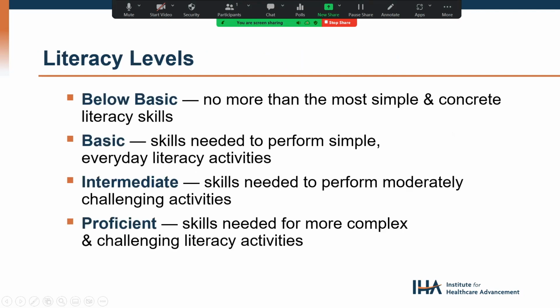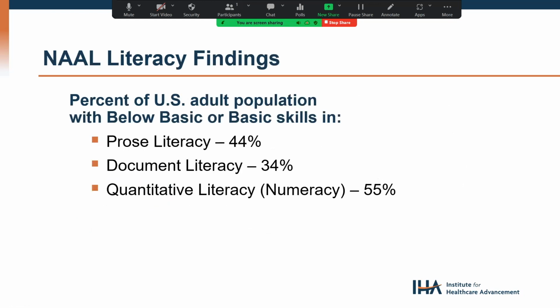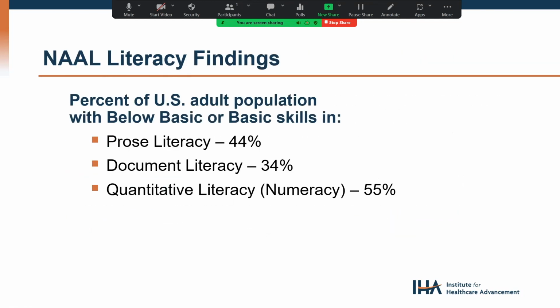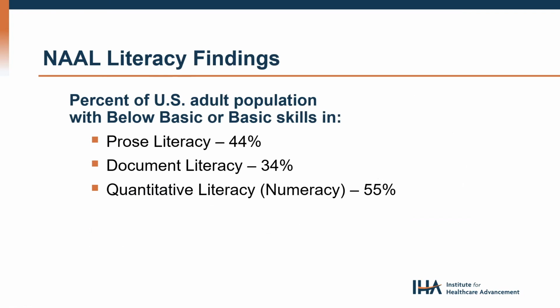The literacy levels are essentially 4: below basic, basic, intermediate, and proficient. And from the NAAL, what we find is the percent of the adult population that are in the bottom 2 categories. So the results from the NAAL, the amount of people who are in the bottom 2 categories in prose literacy, which is your ability just to read sentences and paragraphs: 44%, almost half the population fell into the bottom 2 categories.